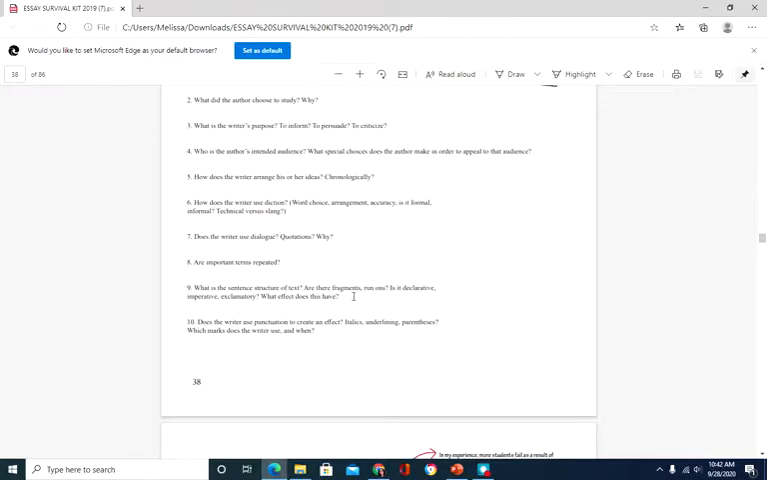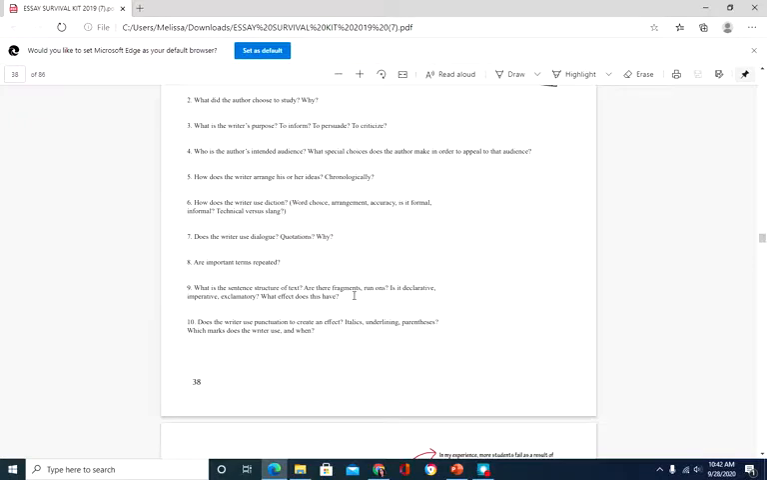Are important terms repeated? Are there ideas or types of language or phrases that recur throughout the document? You're going to want to pay attention to that, because that's a place where your writer is really trying to do some persuasion to get an idea in your head through repetition.